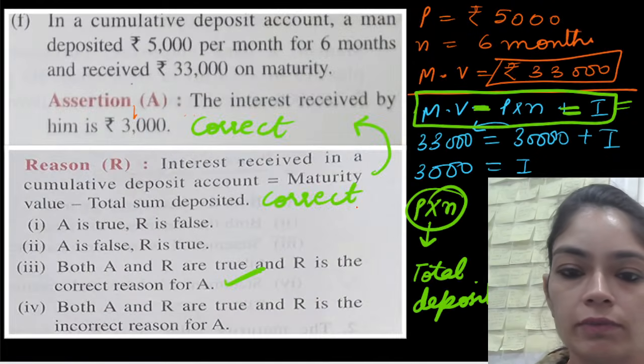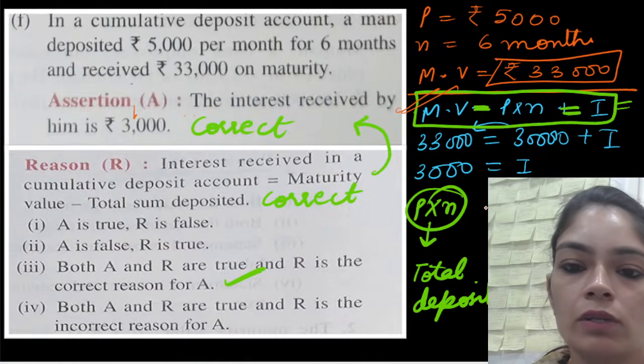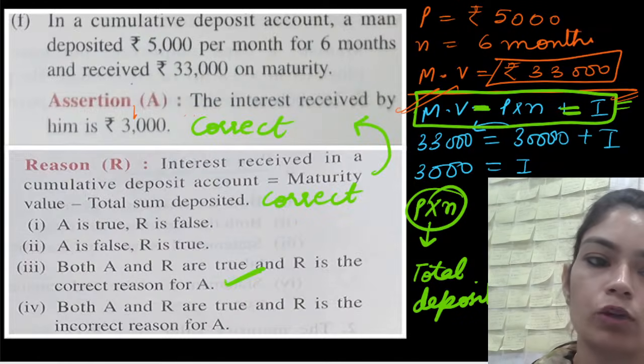See, in the previous question, if I show you here, this is the previous one. We use the full MV formula: MV minus P into N is equal to interest. The same formula we use.